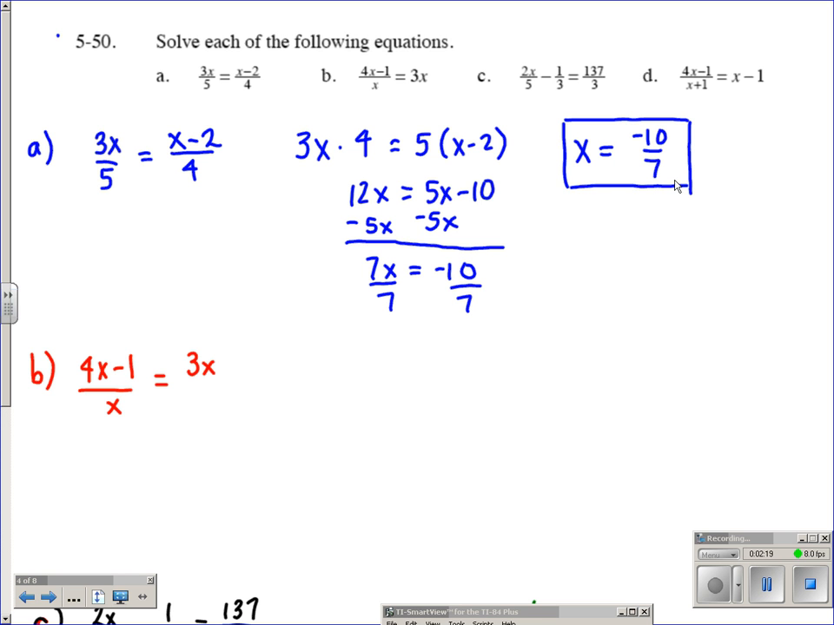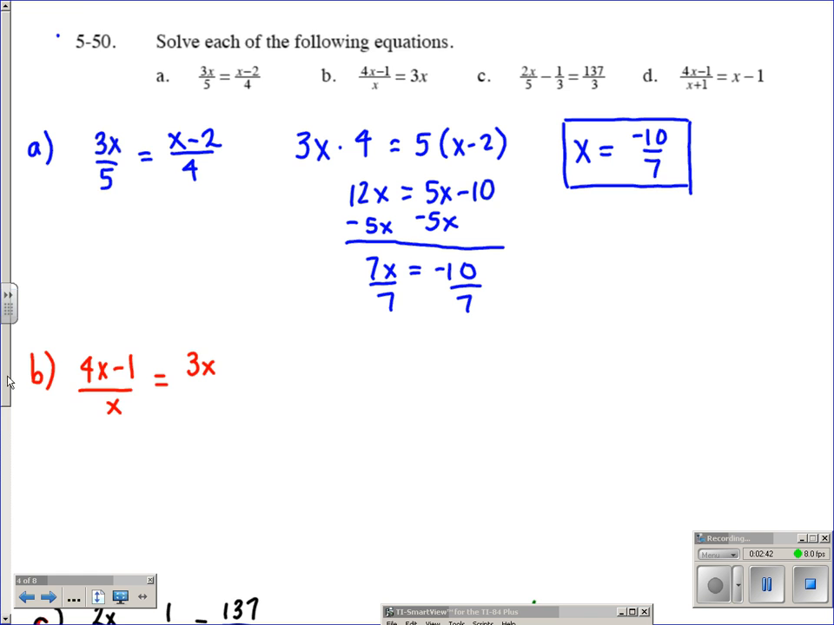Now, how could you check it? Well, you could take it and plug it back in. You can graph them on the calculator. There's several approaches you can take. For time's sake here, I already know this answer is right, so I'm not going to check it right this second, but maybe I'll be able to show you a way to check it before we're finished. Let's move on to B.